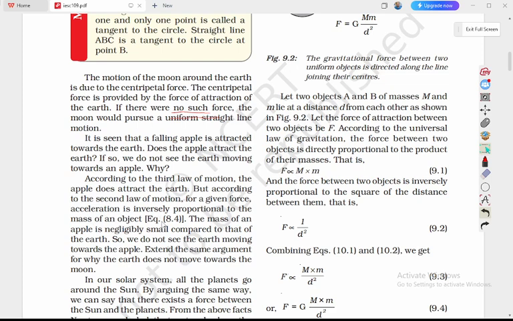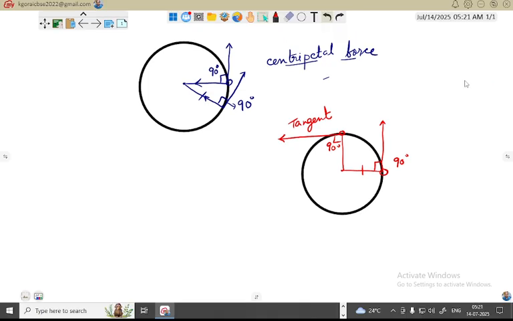We know that acceleration is inversely proportional to the mass of the object. How? Let us find out how this is given. According to the second law of motion, for a given force, acceleration is inversely proportional to the mass of the object. How is it found?